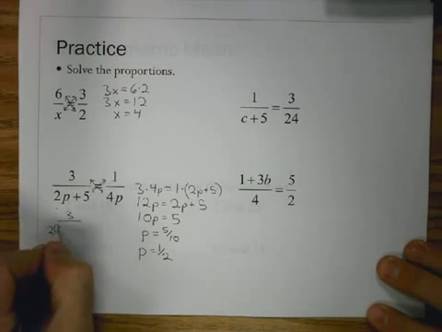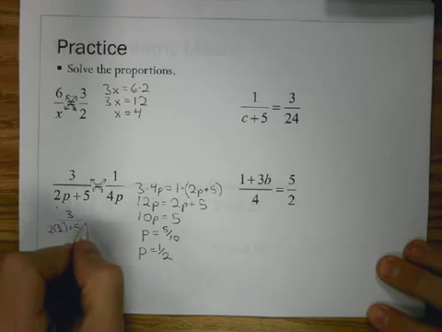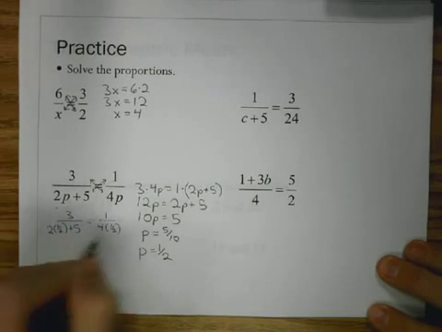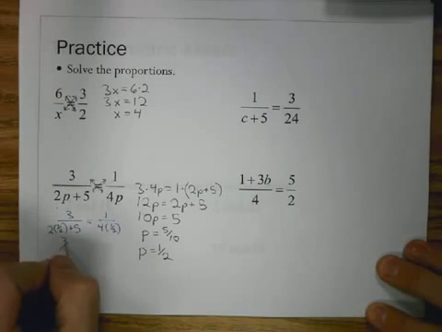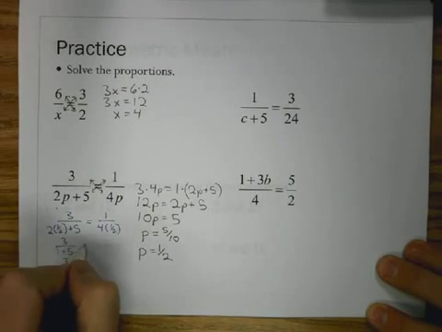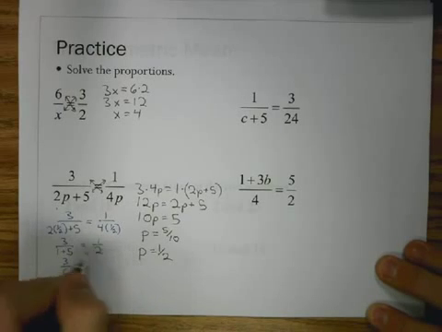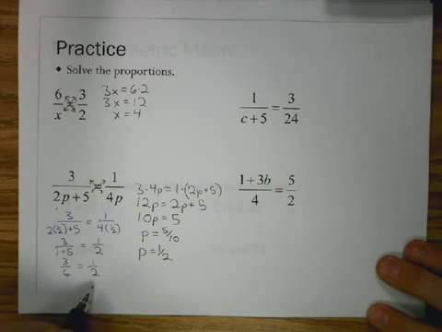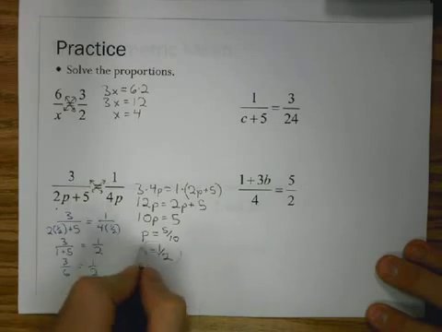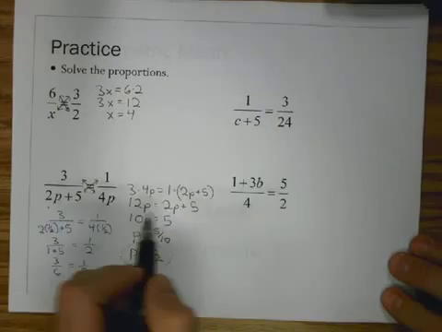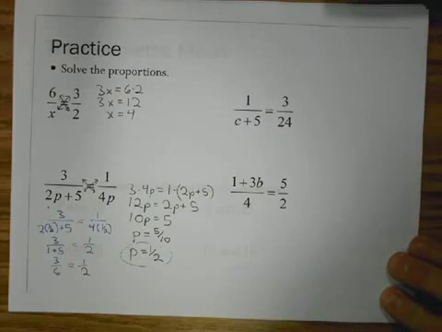Now let's check to make sure. So let's plug this back in and see how it actually does work for us. So if I plug the 1/2 in for p, I get 2 times 1/2 plus 5 in the denominator for my first fraction, and 1 over 4 times 1/2 for my second ratio becomes 3 over 1 plus 5, which is 3 over 6. And the right side becomes 1 over 2, which is 1/2. And I can see 3/6 is equal to 1/2, because if I reduce 3/6, it is 1/2. So as we find these values in proportions, we're really finding the value that makes it work.